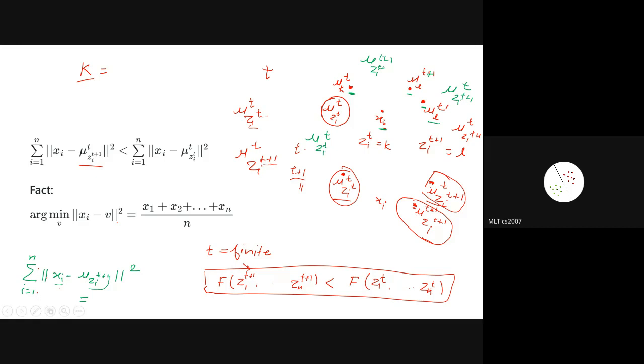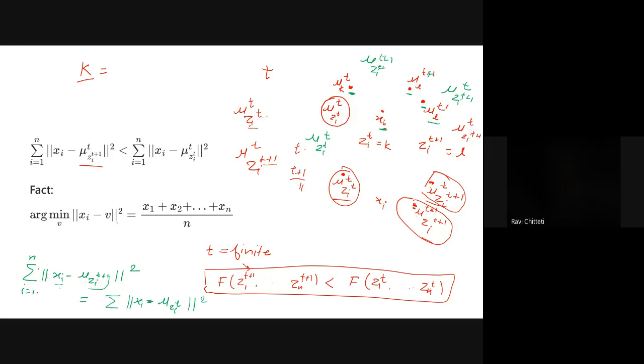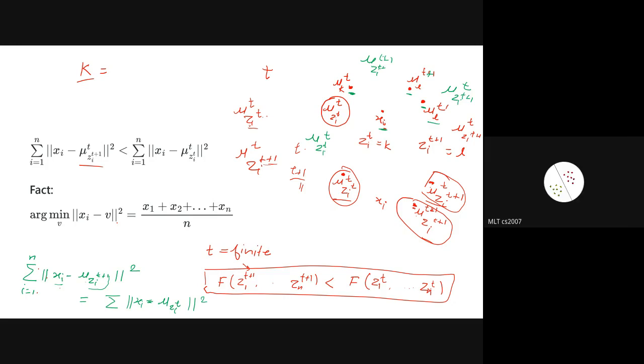And in the tth iteration, this is just xi minus mu zi t, and the distance, right? Norm 2, L2 norm. Yeah. Okay. So that strict inequality I will show. So this thing is clear.